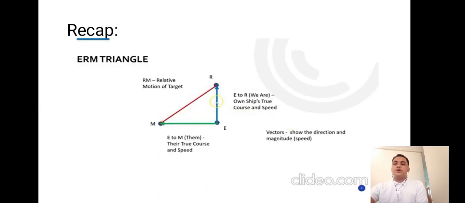So we have to recap the ERM triangle. The ER, or own ship's true course, as you can see in the picture, is the true course, and the EM is the true course and speed of a target, and then the RM, or the relative motion of target. In the vector is shown the direction and magnitude, or the speed.